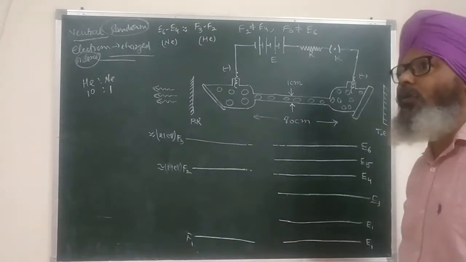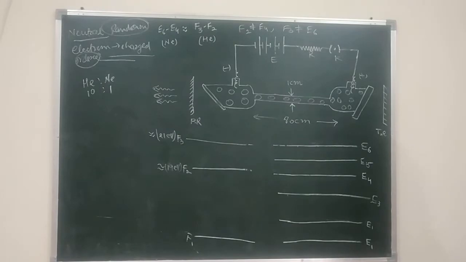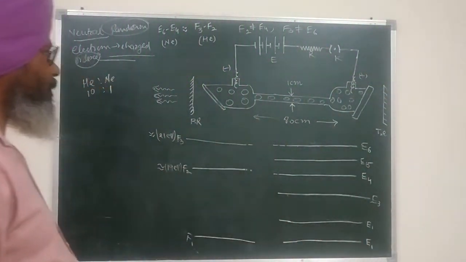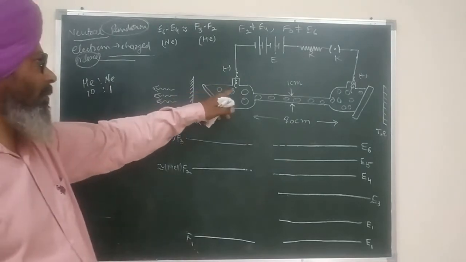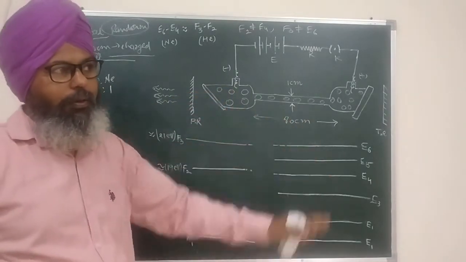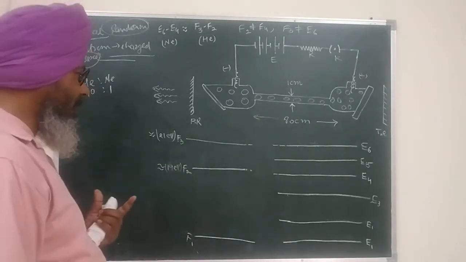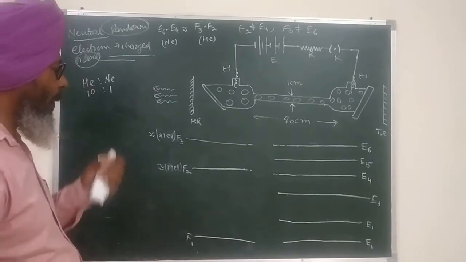So we will be discussing only favorable processes. Okay, so what is going to happen if an electron leaves the cathode? It will travel toward the anode, and under the influence of the potential difference, it will gain kinetic energy. When it gains sufficient kinetic energy, what is going to happen?